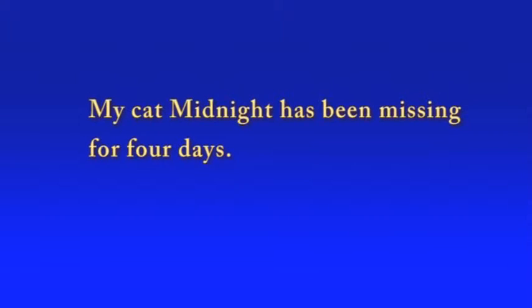Here's a sentence with an essential element. My cat Midnight has been missing for 4 days. Since I did not surround the cat's name with commas, I'm indicating that it is essential in the sentence. In reality, I have more than one cat, so I need to distinguish Midnight from my other cats. Midnight is the appositive in this sentence, and it's necessary for clear meaning.